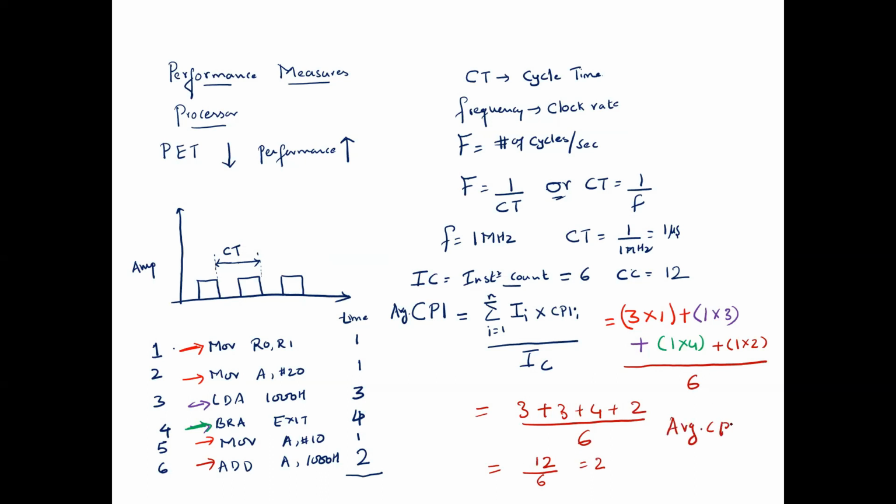Now, what does this 2 indicate? This is the average clock cycles per instruction. What do you understand by this average? There are 6 instructions, multiplied by 2, that is 12. Even if you count it individually, 1, 1, 3, 4, 1, 2, this will also become 12, right? On average, 12 cycles are there and 6 instructions are there. Now, how many cycles will each instruction take? On average, 2, but it is not actually taking 2. So this is how we need to calculate the average cycles per instruction.